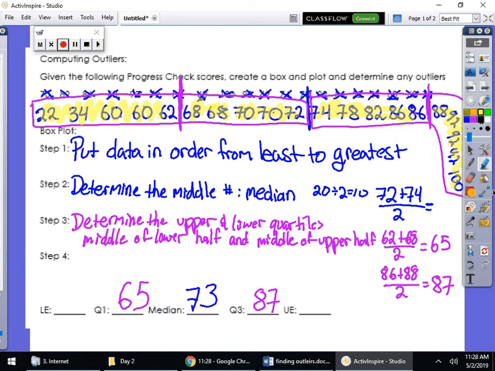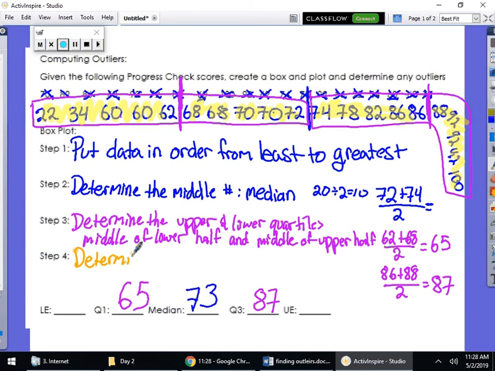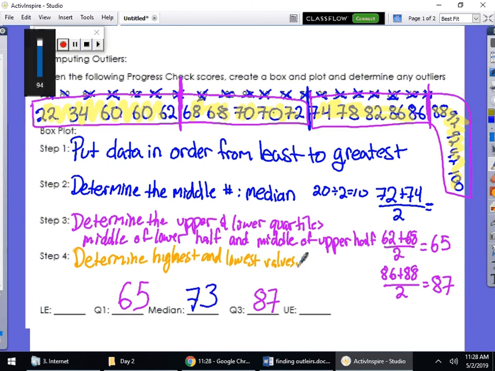Now, the last step here, step 5, we determine the upper and lower extremes. So we're going to determine the highest and lowest values. So the highest value is going to be right here, which is 100. That's our upper extreme. The lowest value is right here, which is 22. That's our lower extreme. And that's how we are making our box plot.